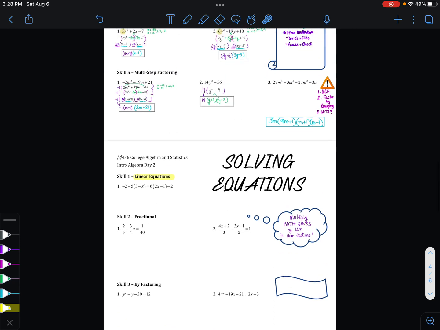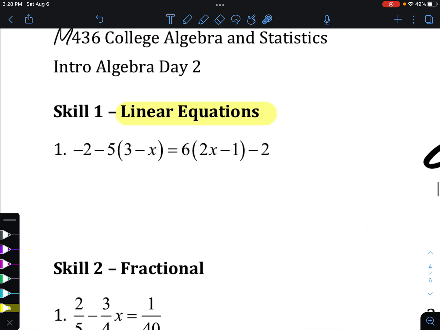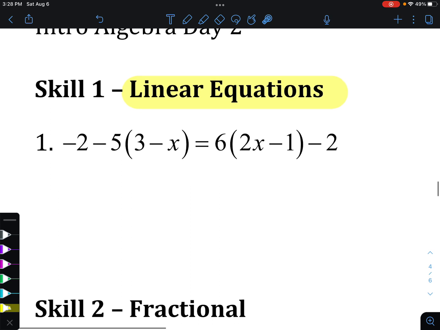All right, so first type of equation are just linear equations. So linear means that you have a variable, but it's just to the first power, no fractions, no funny business. Here, what we want to do is focus on one side at a time, simplifying each side, getting all the variables to one side, and then finally solving, right?